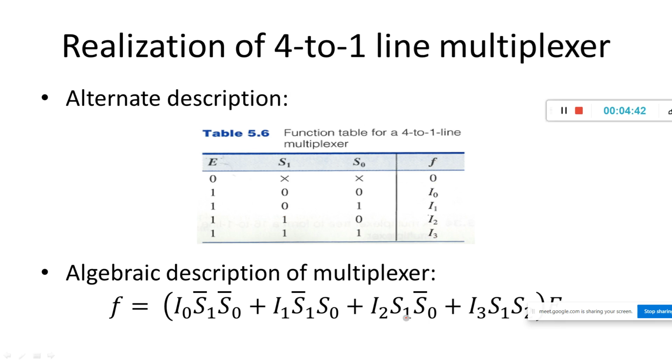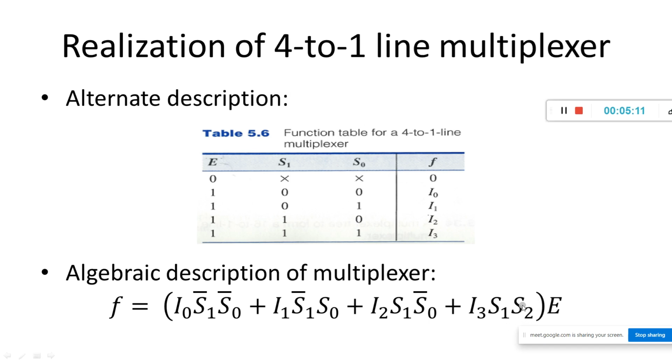Similarly, the algebraic description means we have here the Boolean expression for the 4:1 mux. I0 into S1 bar, S0 bar. If both are 0, I0 is selected. If it is 0, 1, I1 is selected. If it is 1, 0, I2 is selected. If it is 1 1, that is S1 and S0 both 1, I3 is selected, multiplied by E.